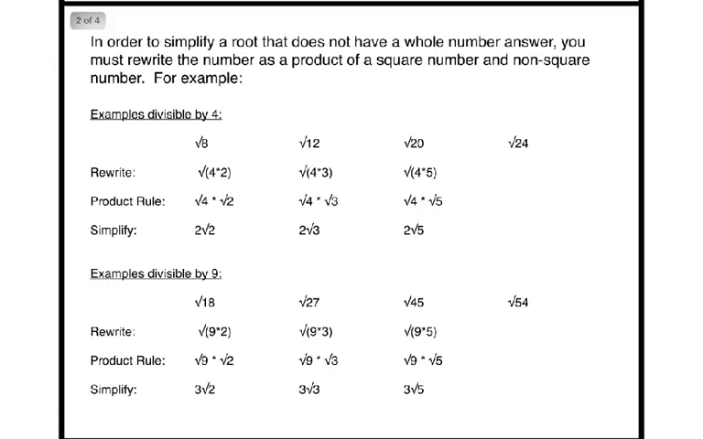In order to simplify a root that does not have a whole number answer, you must rewrite the number as a product of a square number and a non-square number. Let's just review the square numbers. The first few square numbers are 1 squared is 1, 2 squared is 4, 3 squared is 9, 4 squared is 16, 5 squared is 25, 6 squared is 36, 7 squared is 49, and so on. These are our square numbers.